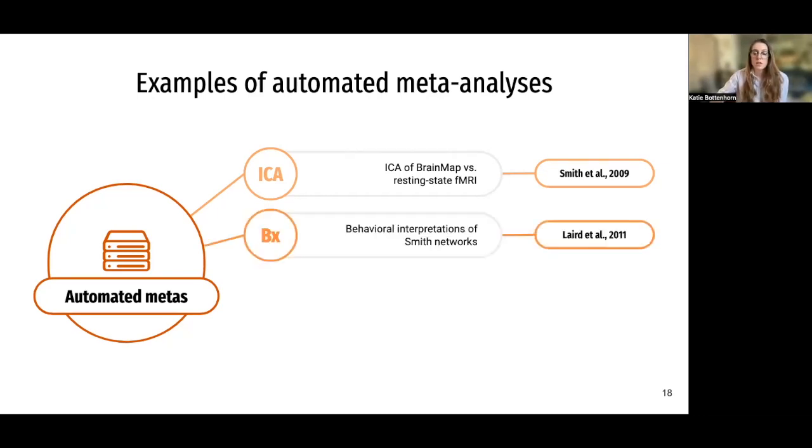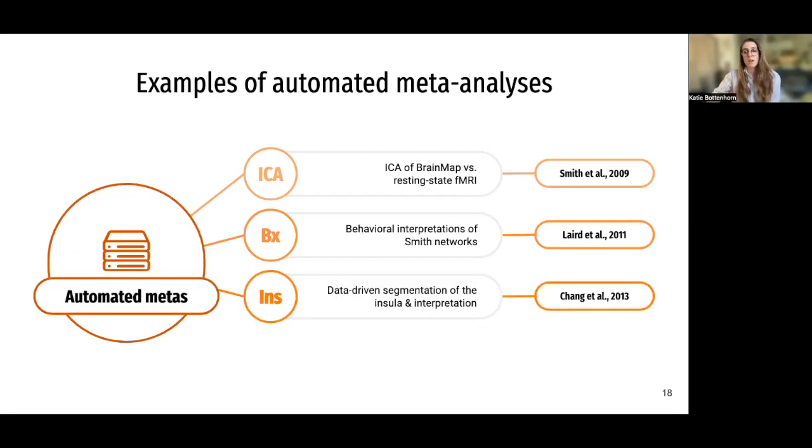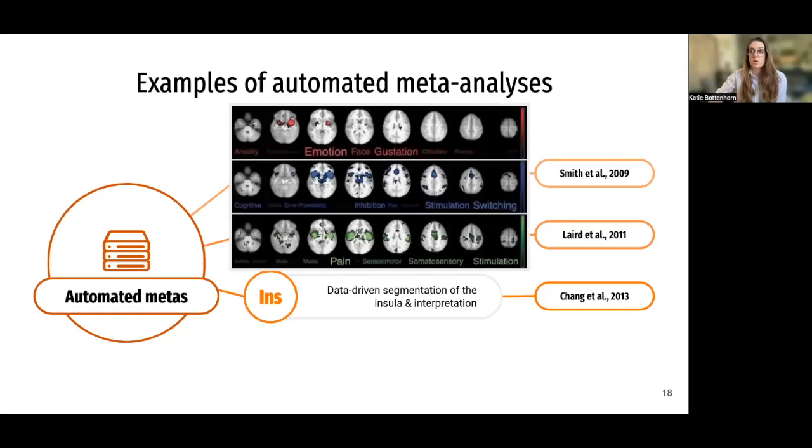And then a few years later, Angie Laird and colleagues did a decoding of those networks using the BrainMap database for some behavioral interpretation and clustering, which showed us that there are some emotional and interoception networks, motor, visuospatial networks, visual networks, and other cognitive networks. And then a few years later, we see NeuroSynth used for a data-driven segmentation of the human insula and interpretation of the roles of each of those segments. And we'll talk a little bit more about this process later, but it is one of the big highlights of the pros of automated meta-analyses.